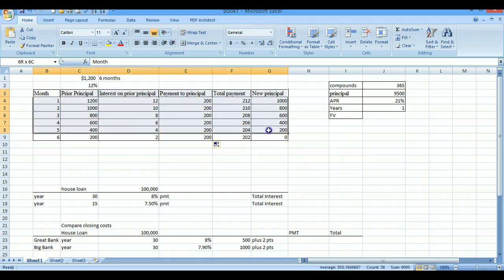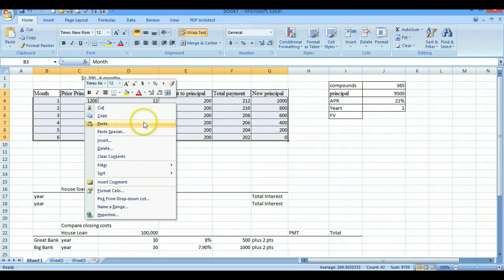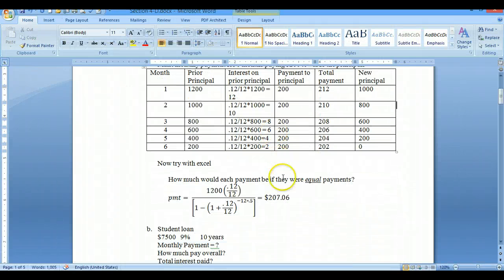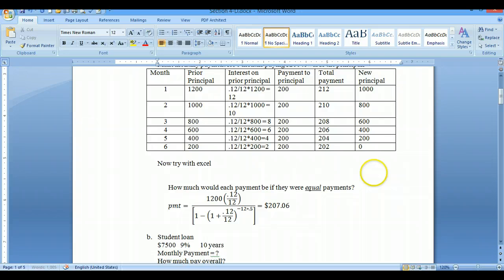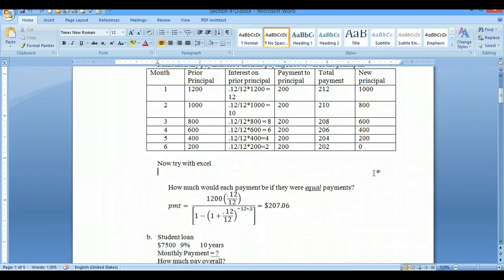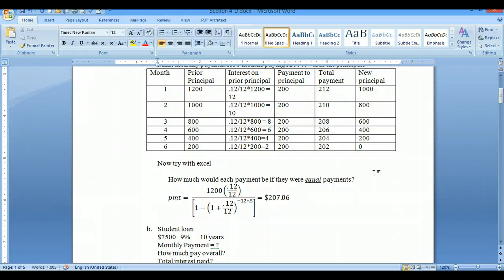And then if you were doing something like this on your homework, you could highlight all of this, right-click and press copy, go back into your Word document. There's my note that says try it with Excel, and press Control V, or right-click and press paste, and you're done. I'm going to go ahead and get rid of that because it's going to move my notes around. Okay, so now that we tried it with Excel, we've noticed that that was so much nicer. Let's move on to the next problem.